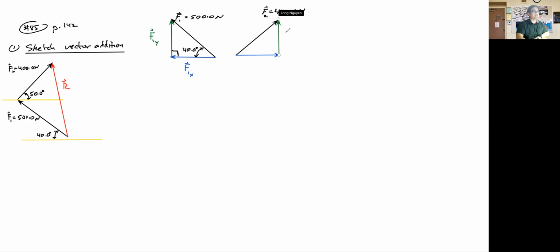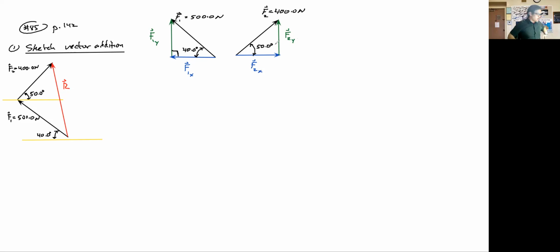And so this is going to be the y component of the second vector, vector number 2. And this one's going to be the x component for force vector 2. And we know this angle right here. We know that angle for this right triangle. That angle is 50 degrees.